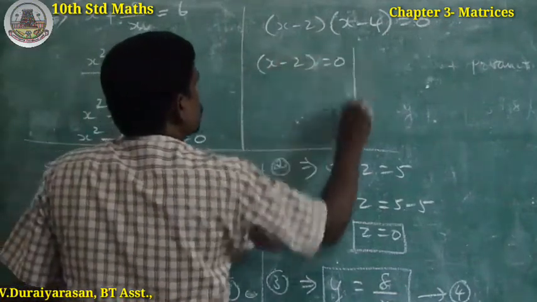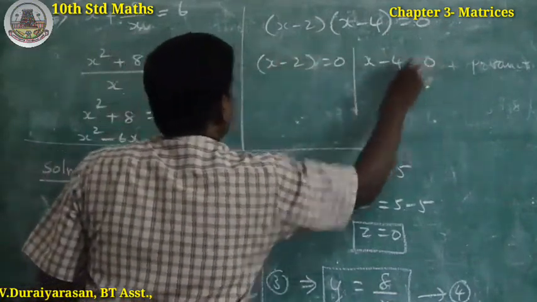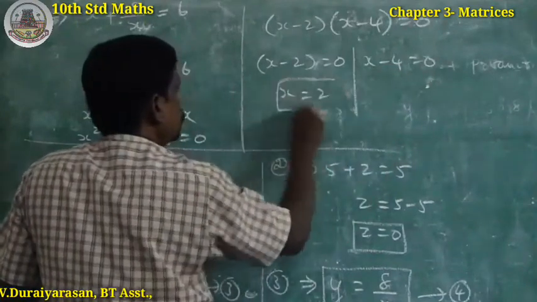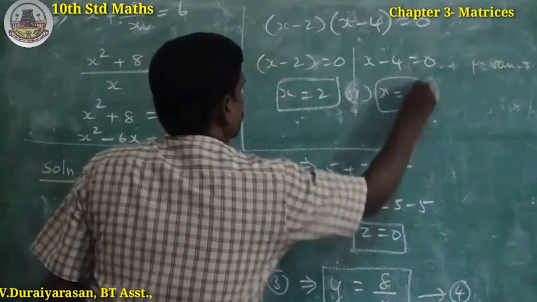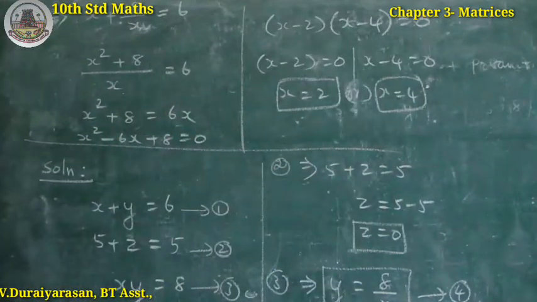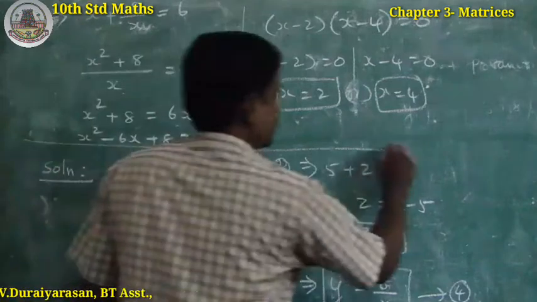So x minus 2 is equal to 0, x minus 4 equal to 0. x is equal to 2 or x is equal to 4, right?